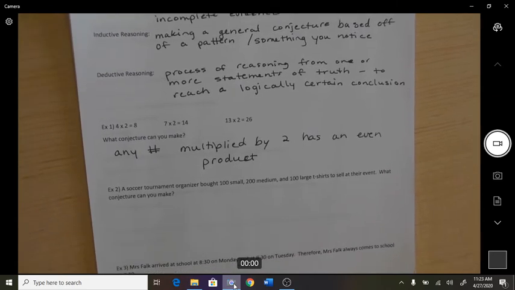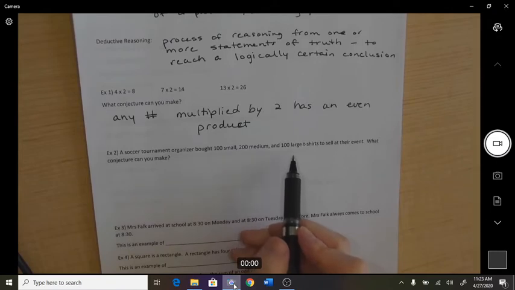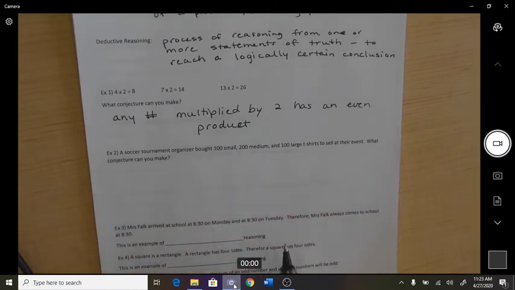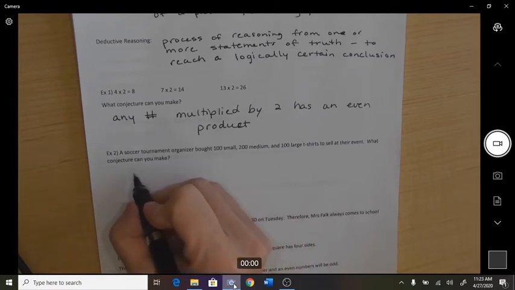A soccer tournament organizer bought 100 small, 200 medium, and 100 large t-shirts to sell. What conjecture can you make? You can say that medium size is twice as popular as the other sizes.